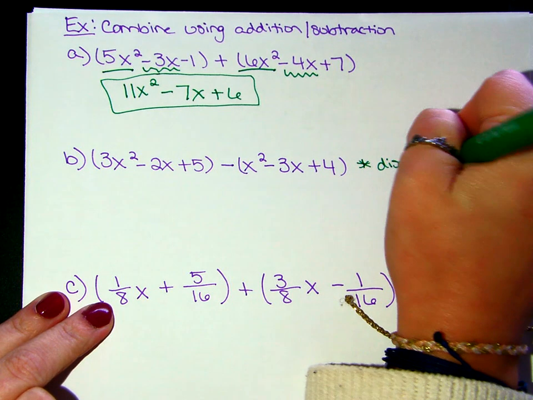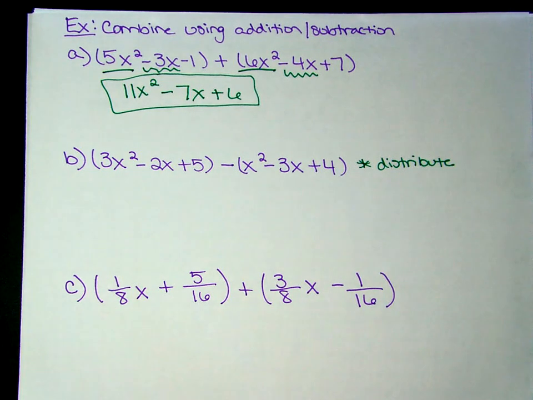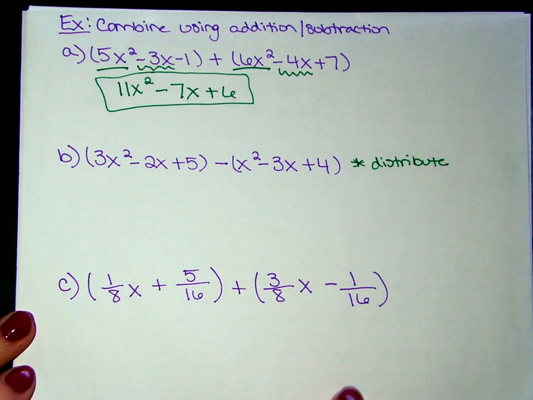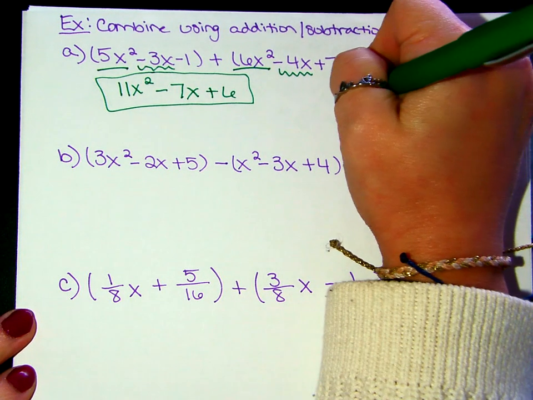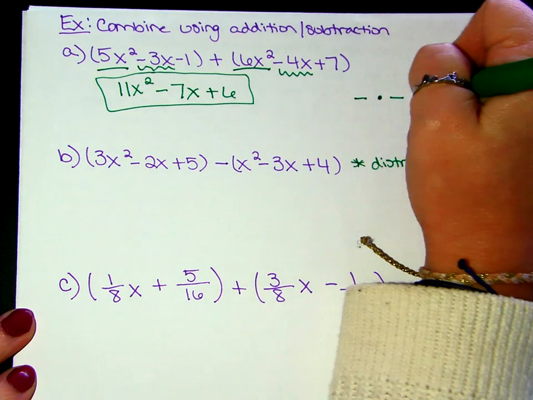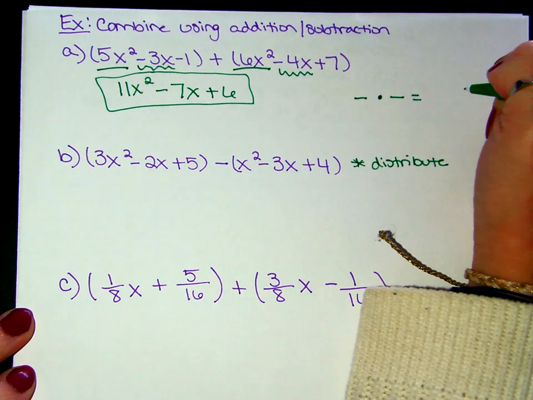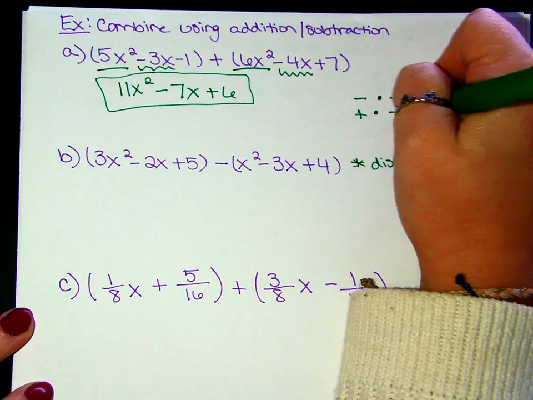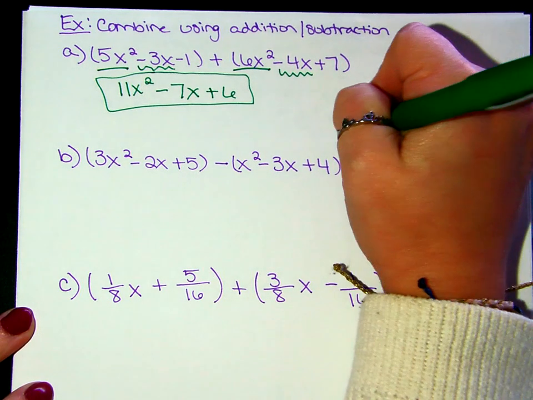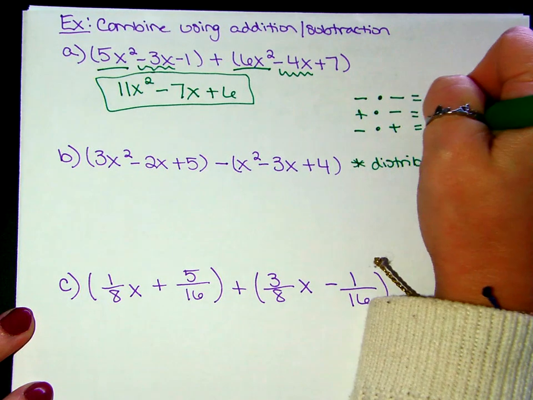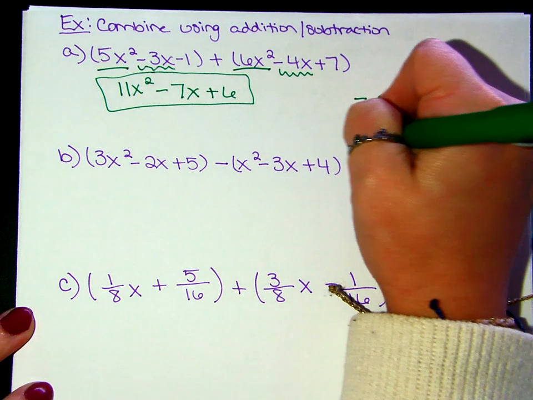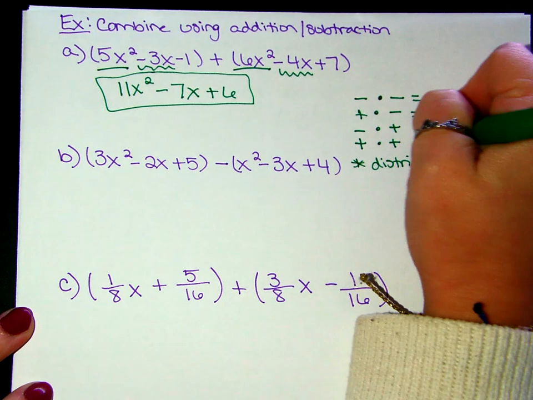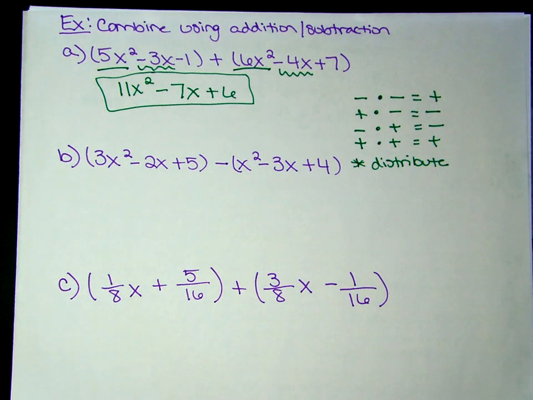And if you had me for any other class before, you've probably seen this table, but just as a reminder, when you take a negative times a negative, what are you going to get? Positive. And if you take a positive times a negative, you'll get a negative. Negative times a positive, you get a negative. And a positive times a positive gives you positive. Basically, if the two signs that are being multiplied together are the same, you get a positive output. If they're not the same, you get a negative.